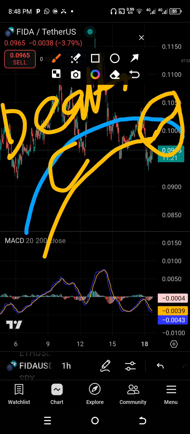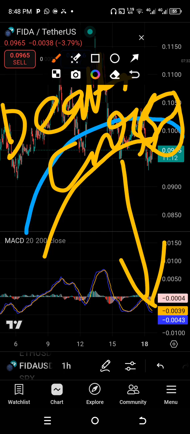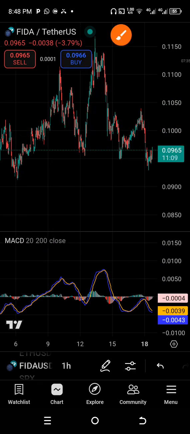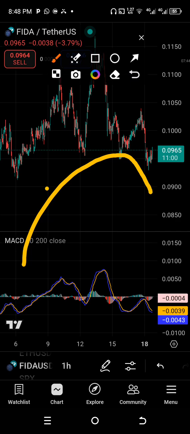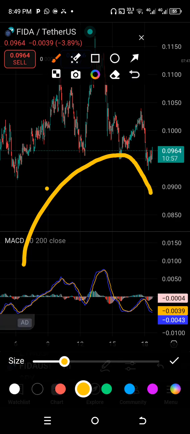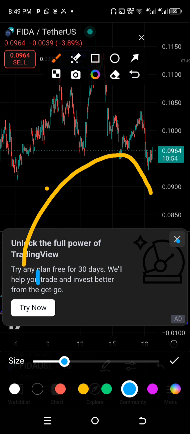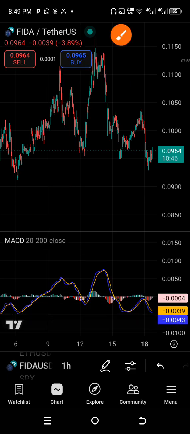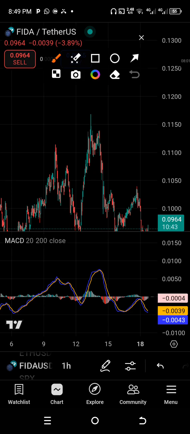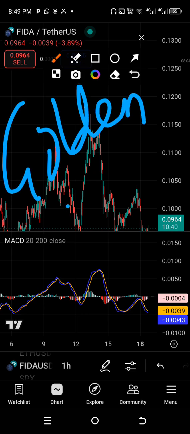What is a death cross? A death cross is where, after these lines meet, the market is going to go down. The market will go down. That's a death cross. But when this yellow line is on top like this, and the blue line crosses this yellow line like this, that is what we call a golden cross. That's a golden cross.